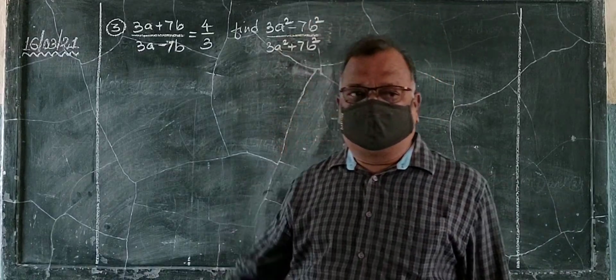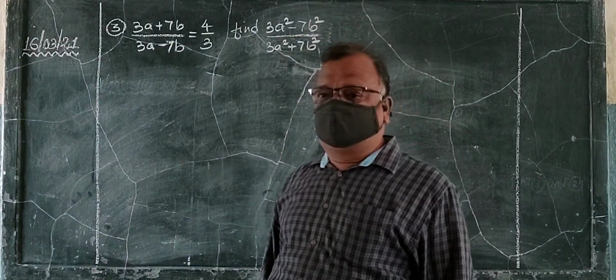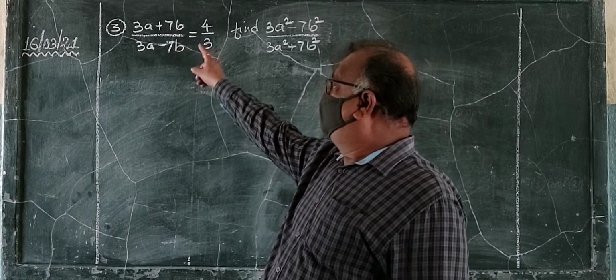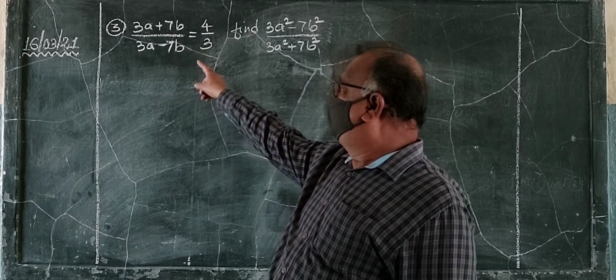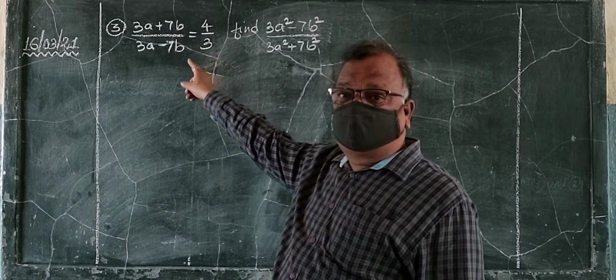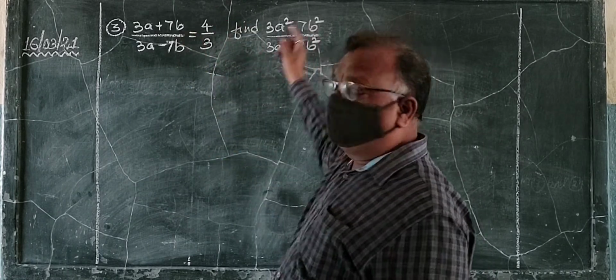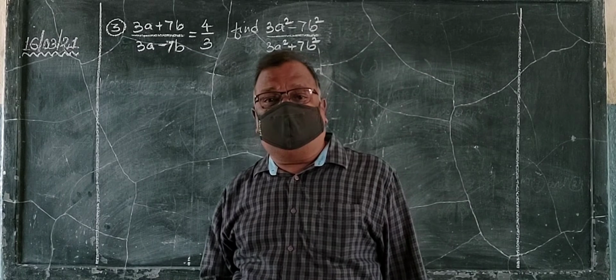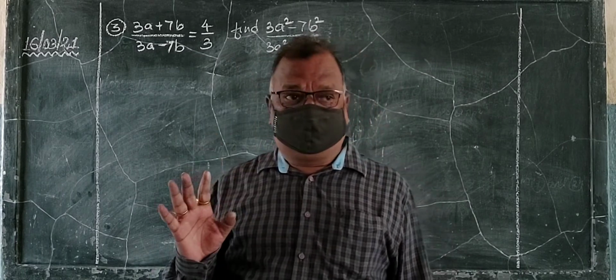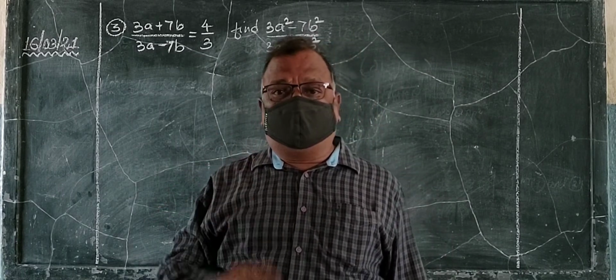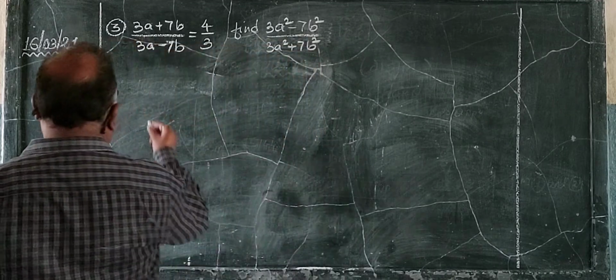Now we shall study one more example from the topic ratio and proportion. (3a + 7b)/(3a − 7b) = 4/3, and we have to find the value of (3a² − 7b)/(3a² + 7b). So what we have to do? To start with the solution.